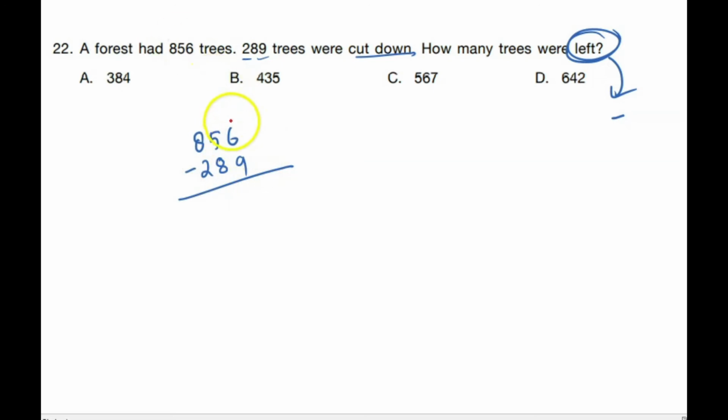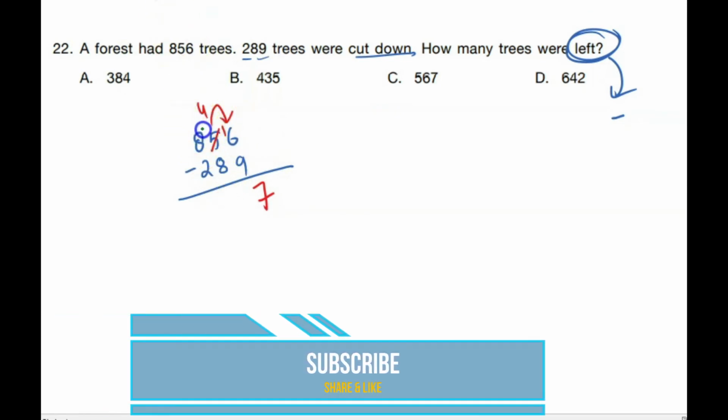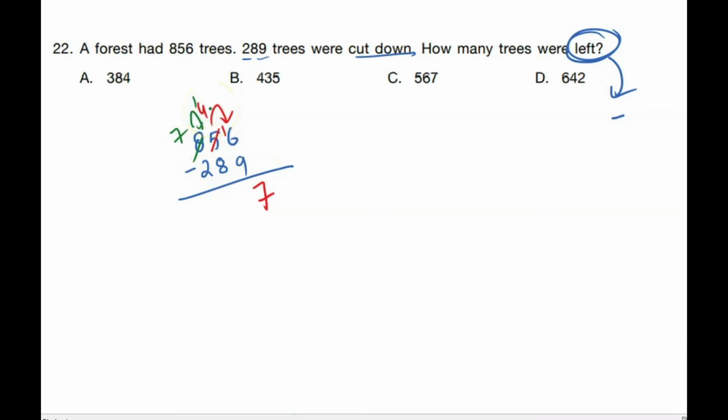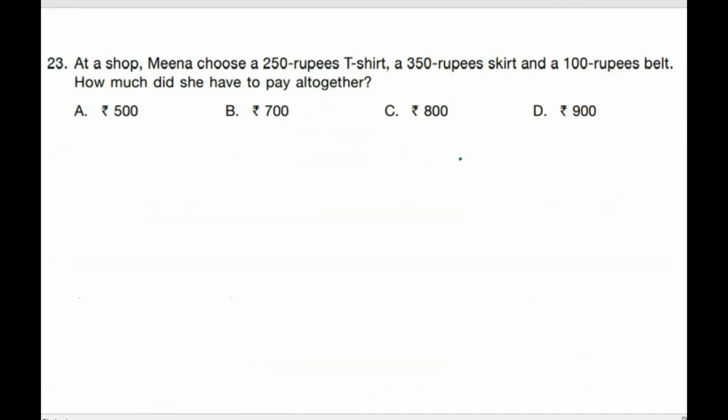So this is 6. So we need to take borrow from 5. It will be 4. It will be 16. 16 minus 9, what will it be? 7. Now 4 minus 8 is not possible. So we'll again take borrow. It will be 7. It will be 14. 14 minus 8 will be 6. Now 7 minus 2 is 5. 567 trees are left in the forest. Question number 22, option C is correct. Next question, question number 23.